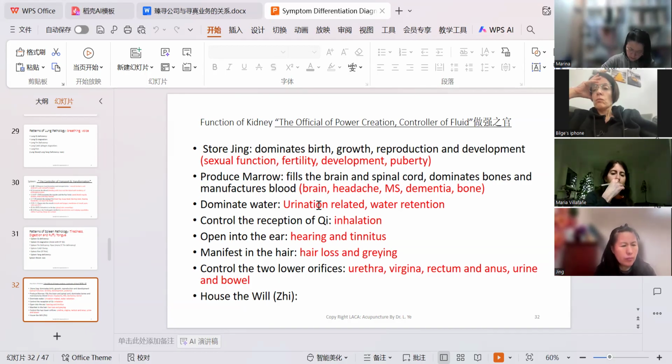And kidney controls the two lower orifices, meaning urine and bowel movement, both ends. Urethra, vagina, rectum, and anus, urine and bowel. It also has to do with determination, with willpower, and kidney also plays a part.